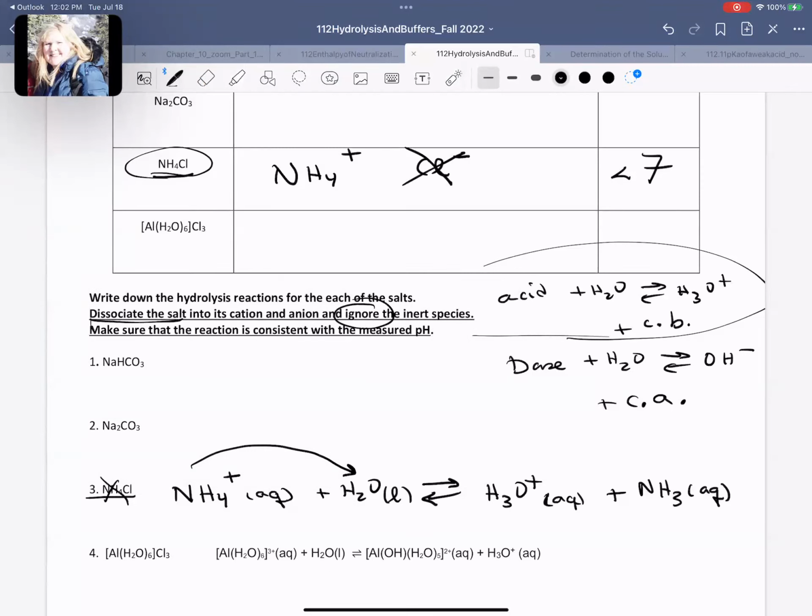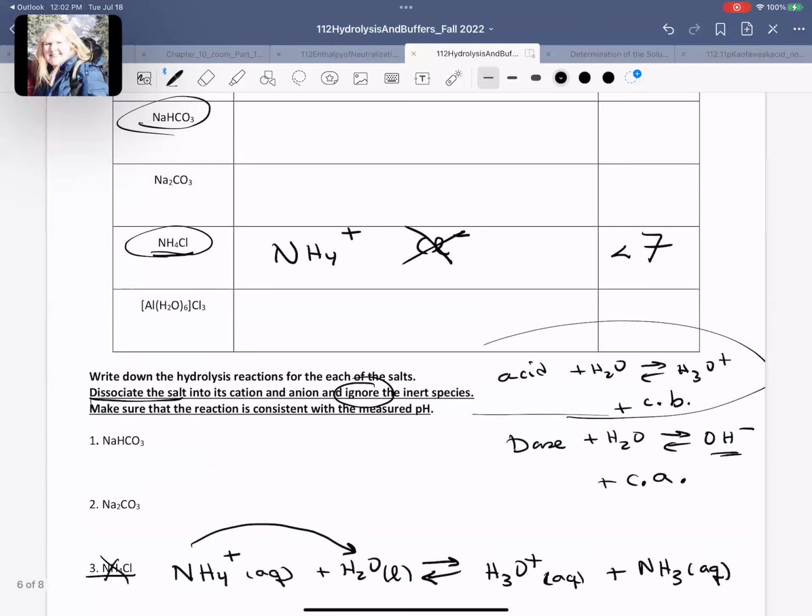Write the reaction that is consistent with the measured pH, i.e., if it is basic, pH greater than 7, you better have a hydroxide in the product. And one other note: in the case of carbonate, where it could in fact accept 2 protons, we only do 1. So never do multiple protons lost or gained when you do your hydrolysis reactions, just do 1.